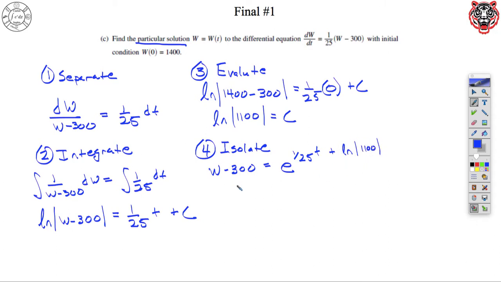All right, this thing can be simplified a little bit. So I'll have w minus 300 is going to be equal to e to the 1/25 t times e to the natural log of 1,100. And I'm just going to kind of skip a step. I'm going to say e to the natural log of 1,100 is just times 1,100. So let's back up here. This is just times 1,100. And I'm left with w is equal to 1,100 e to the 1/25 t plus 300, and there's our final answer.